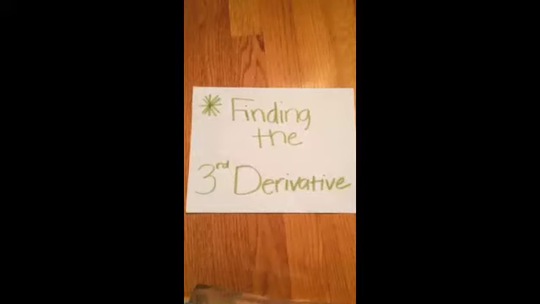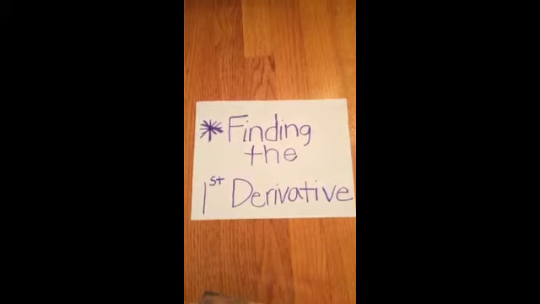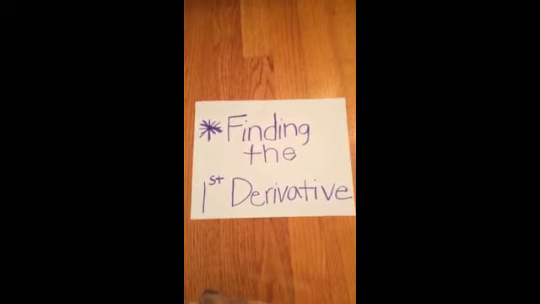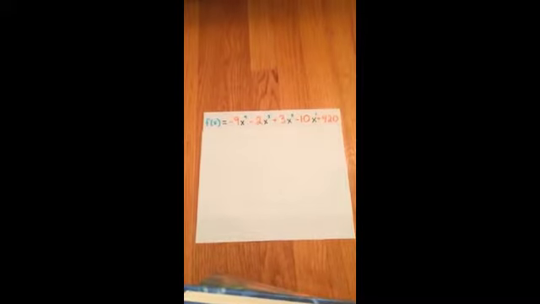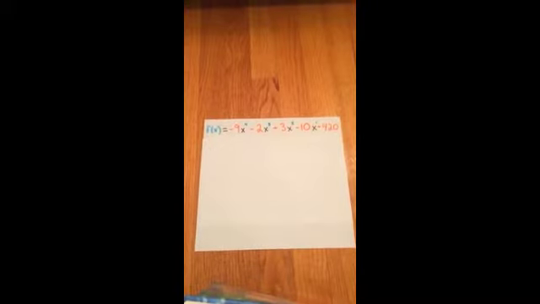In this problem, we will demonstrate how to find the third derivative. In order to find the third derivative, first you must find the first derivative of the function. The given function is f of x equals negative 9x to the fourth minus 2x to the third plus 3x squared minus 10x plus 420.